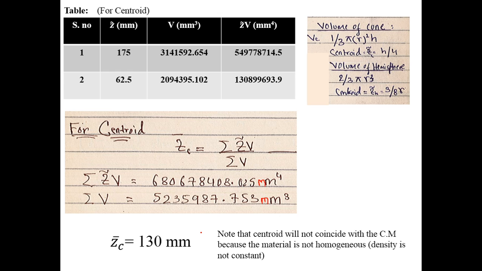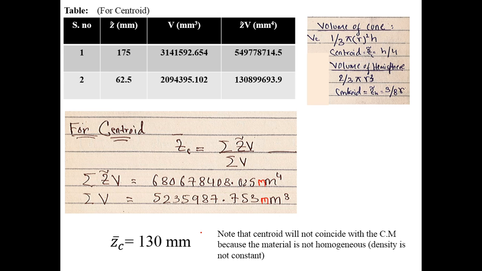And why is this so? I told you in the previous lecture the reason behind this is the fact that this total volume, this object, this body is made up of non-homogeneous material, because you notice that the cone is made up of a different density and the hemisphere is made up of a different density.